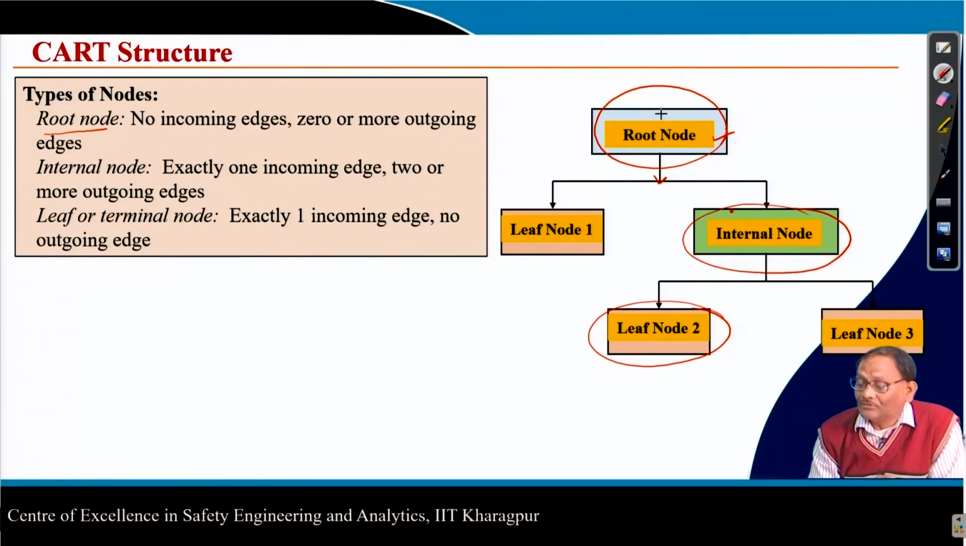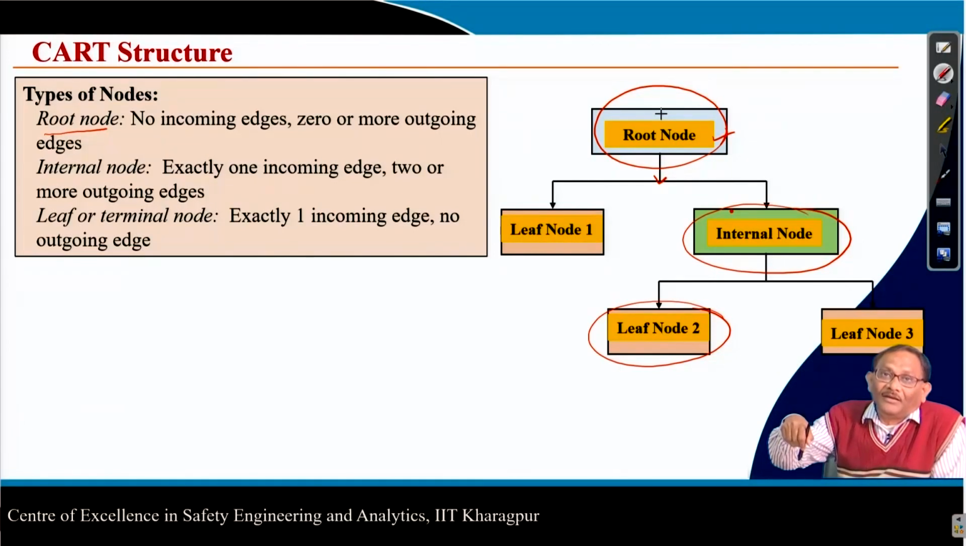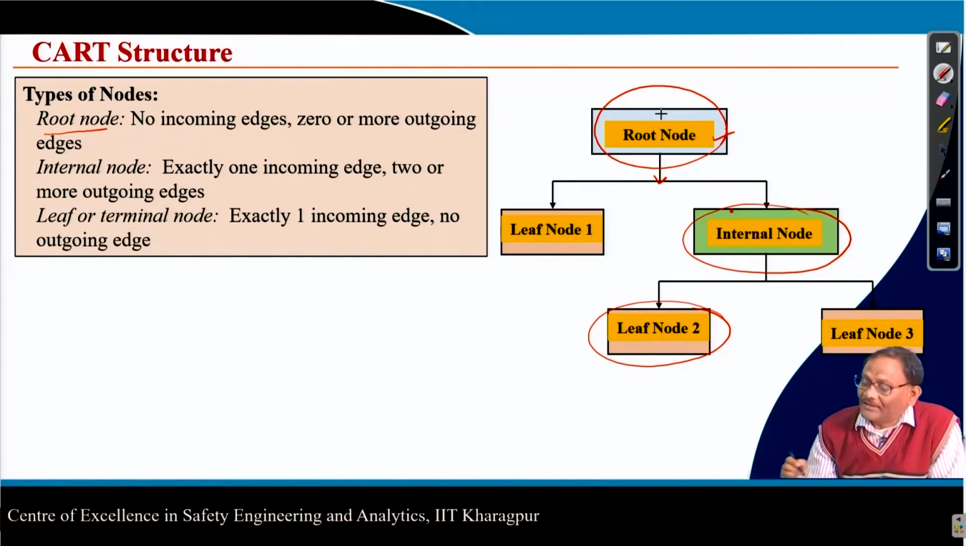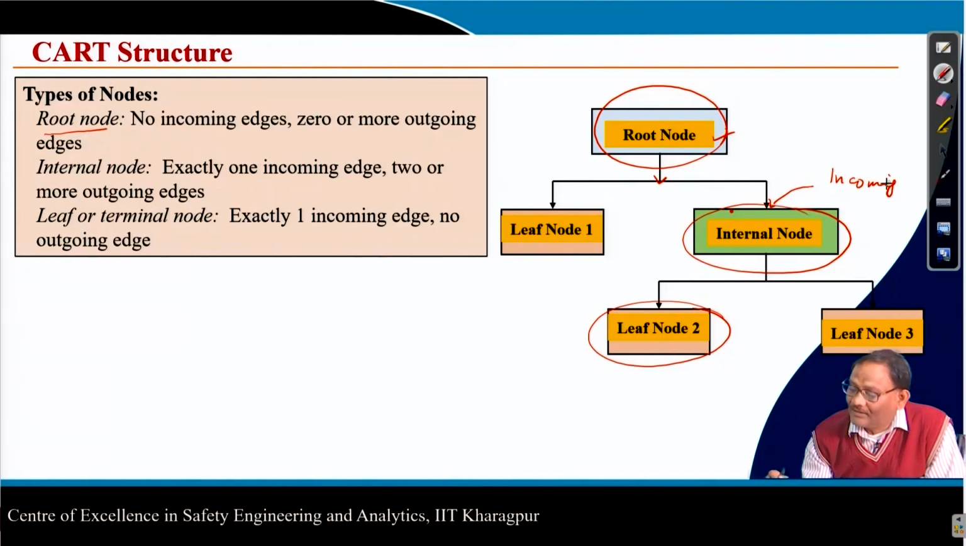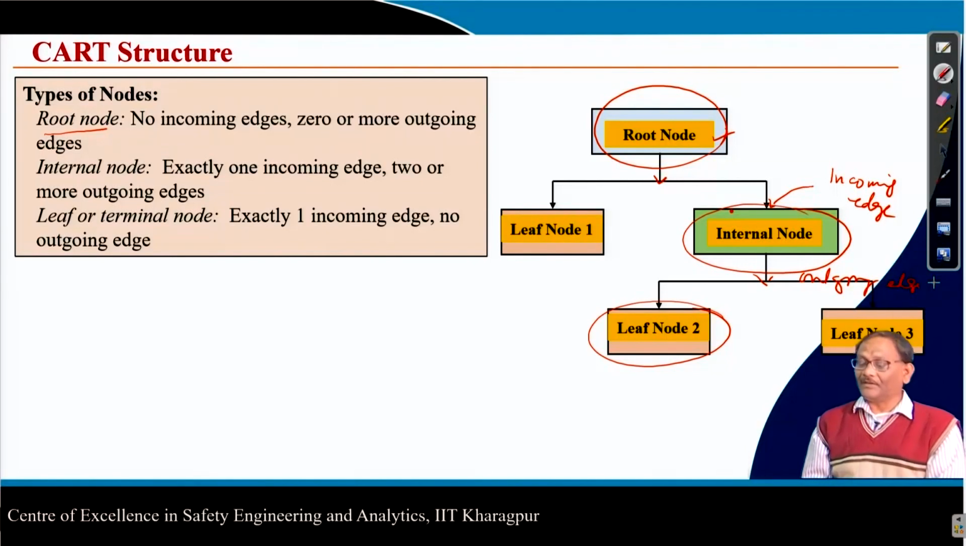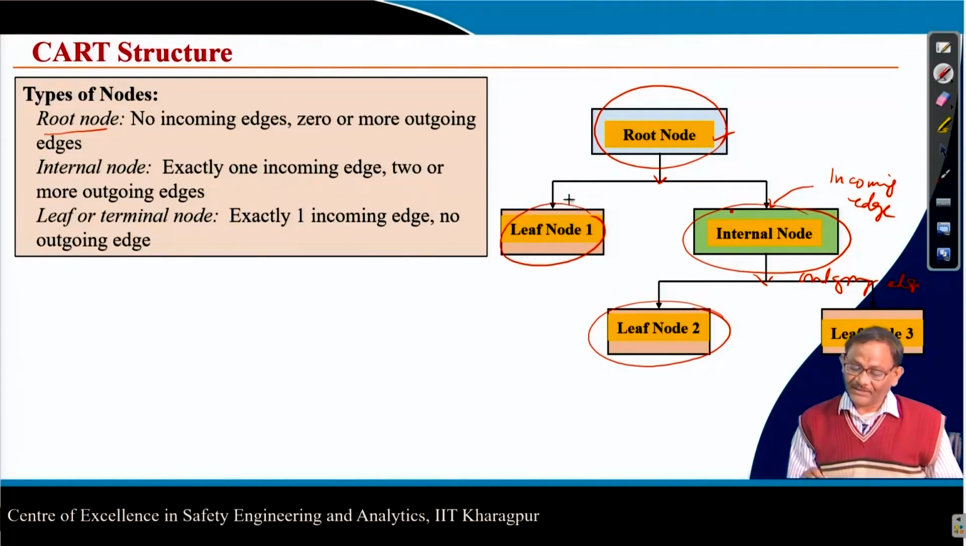What is your internal node? An internal node, on the other hand, will have input edges as well as output edges. Here you see there is an incoming edge and here an outgoing edge. What does it mean? That means the internal node will be further split. What is a leaf node? The leaf node is just the opposite of the root node. In the leaf node there is an incoming edge, but there are no outgoing edges.